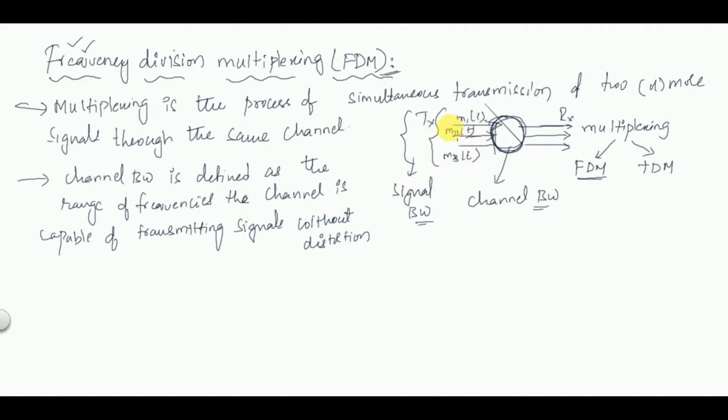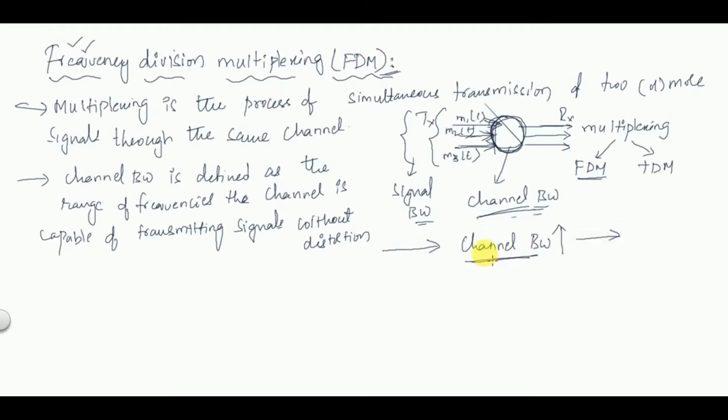So the number of signals the channel is capable of transmitting like this. If it can transmit 10, then it is okay. If it can transmit 15, then it is better. If it can transmit 20, then it is best. So if the channel bandwidth is more, it can transmit more number of signals from transmitter to the receiver.